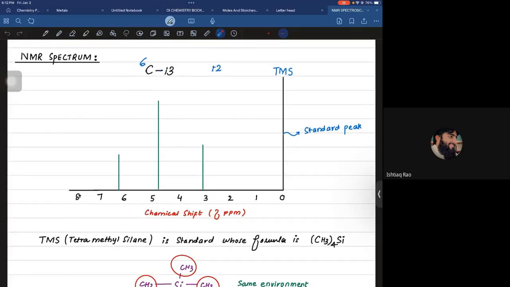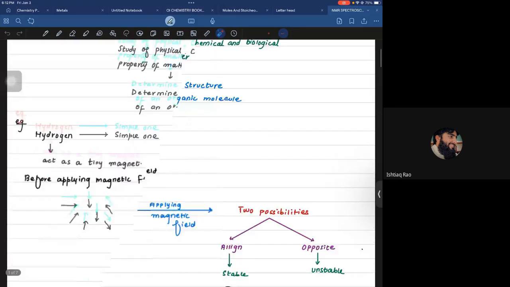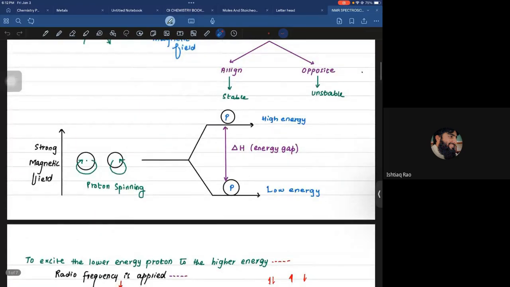So in the last class, I told you about NMR. We have just started NMR spectroscopy, in which I told you the principle of nuclear magnetic resonance spectroscopy and how it works. I told you we would be applying the magnetic field to the sample. After providing the magnetic field, there would be two possibilities.